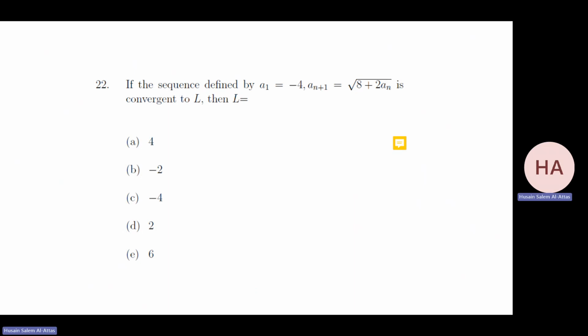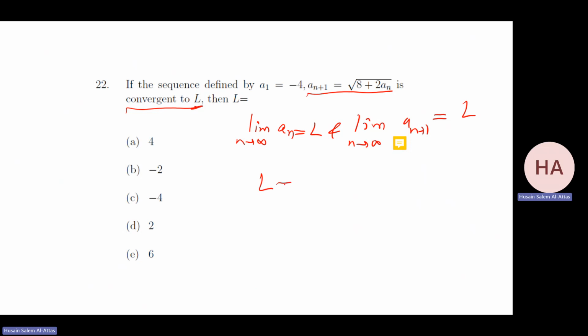Okay, the sequence is convergent. No need to prove it is monotonic and bounded. That's it. That means it's convergent to L, so the limit of an as n goes to infinity is equal to L. And the same thing for the limit of an plus 1, an plus 2, anything like that, that will be L. So apply the limit for this one.